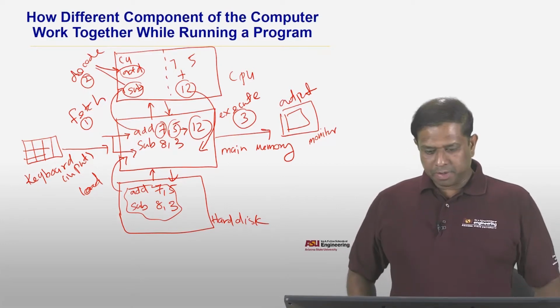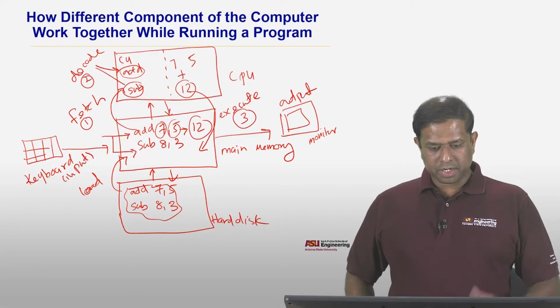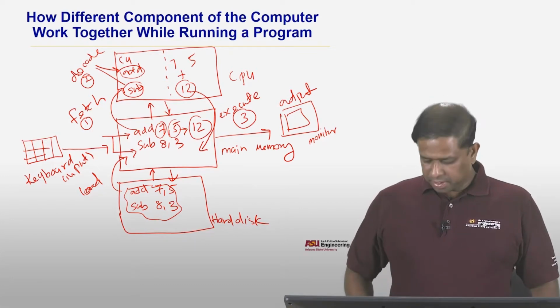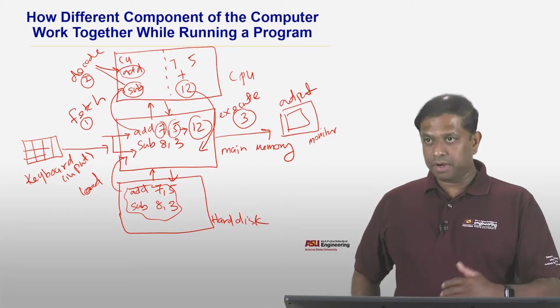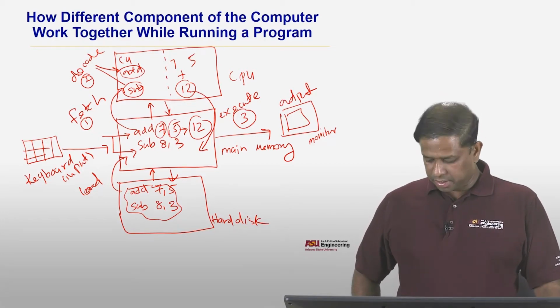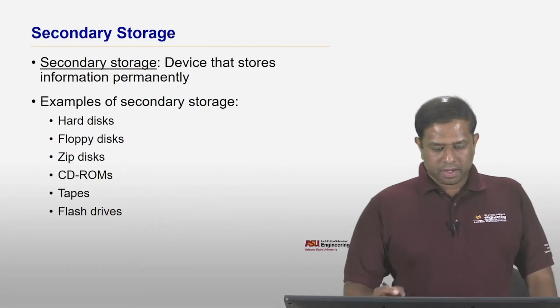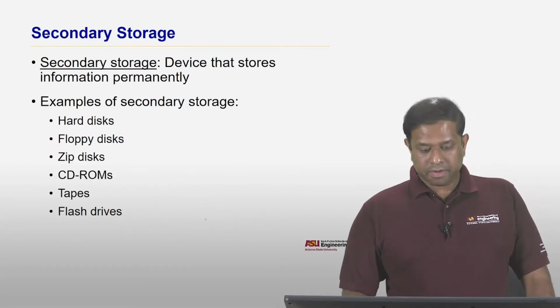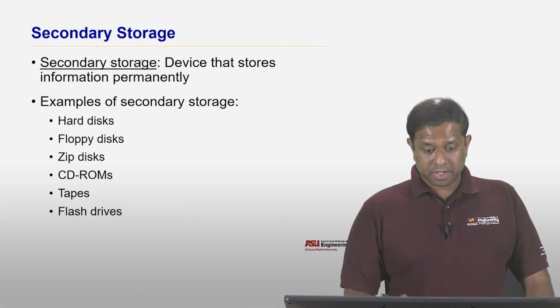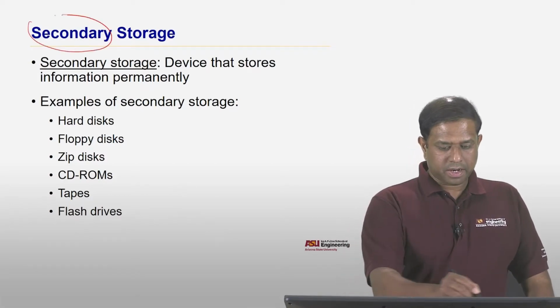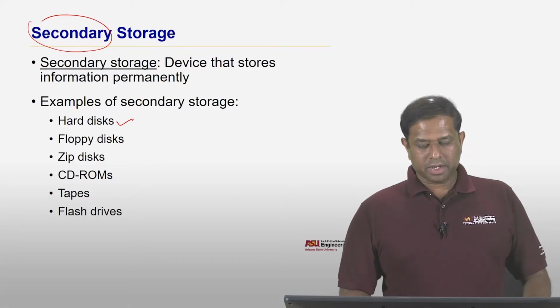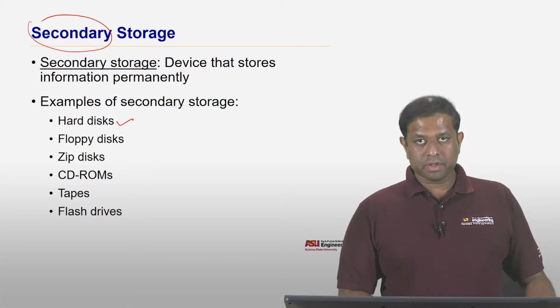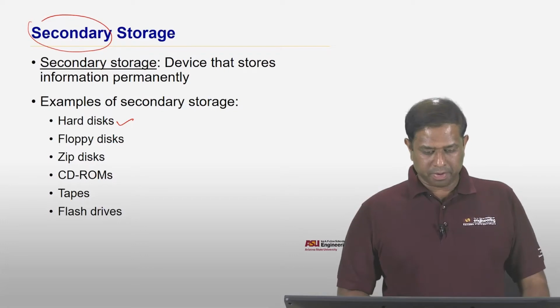So that's pretty much how different components in a computer system work together while running a program. Okay. Now, if I put it into a more summarized format as to what each of these units contributes, we have storage devices, like permanent storage devices. We call them secondary storage devices. So we looked at the hard disk, where data is stored permanently even though we switch off the computer, right?